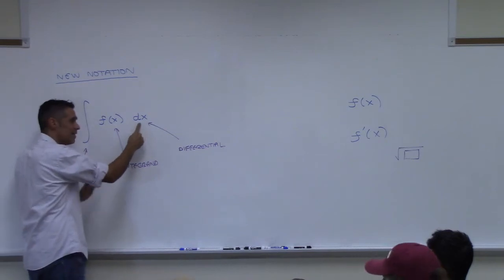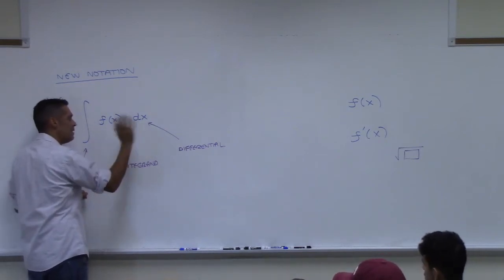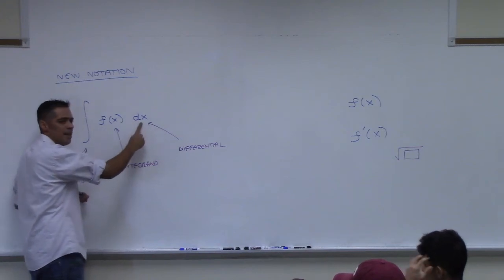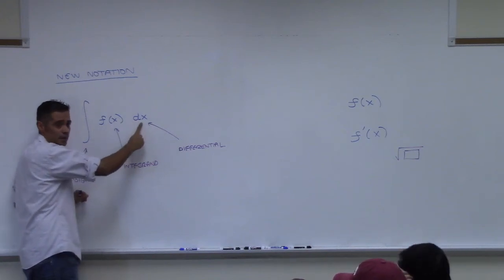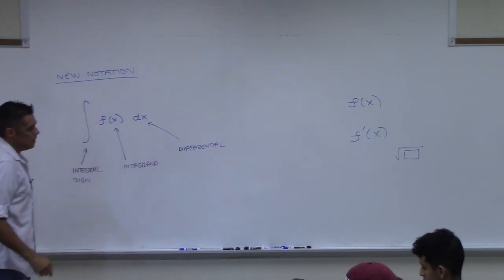This right here, until I can explain where it comes from, is going to just look weird. Right now, just look at it as this thing that keeps track of what our variable is, okay? That's what it is. It keeps track of what our variable is. All right.